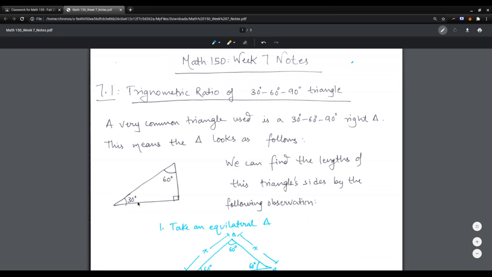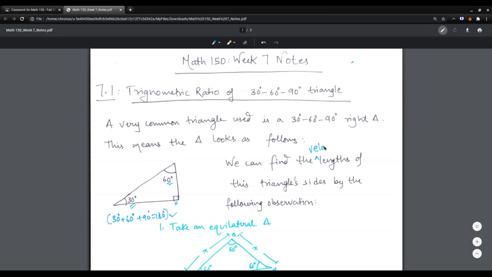This is what that means. This means that one of these angles is 30 degrees right here. The other angle is 60 and this has to be 90. And you can verify 30 plus 60 plus 90 is 180, which is good because that's what you need for a triangle.